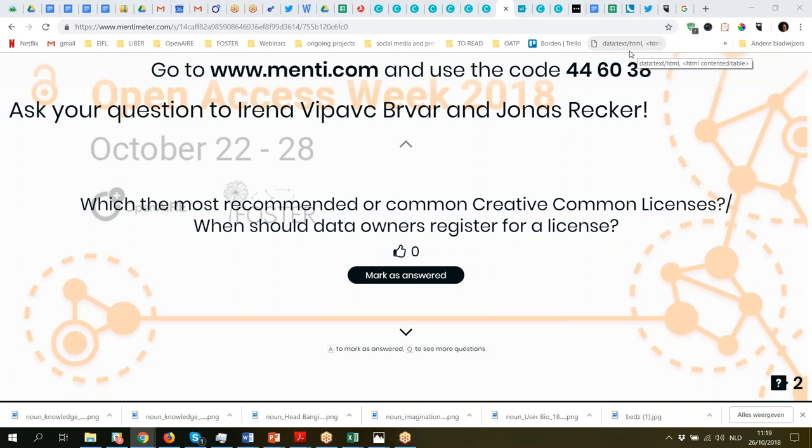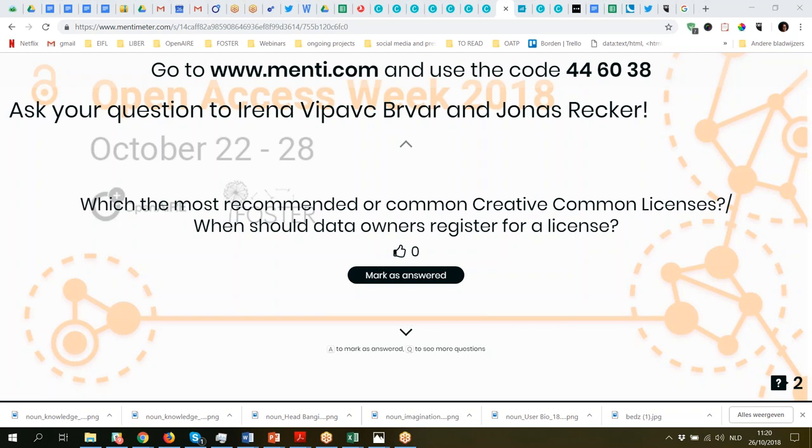In terms of which Creative Commons license you should use, that very strongly depends on your data. It may depend on the consent form. First of all, if there is personal data involved, so data that falls under data protection regulations, obviously you can't use an open license, because it would be very difficult to publish the data in the first place.